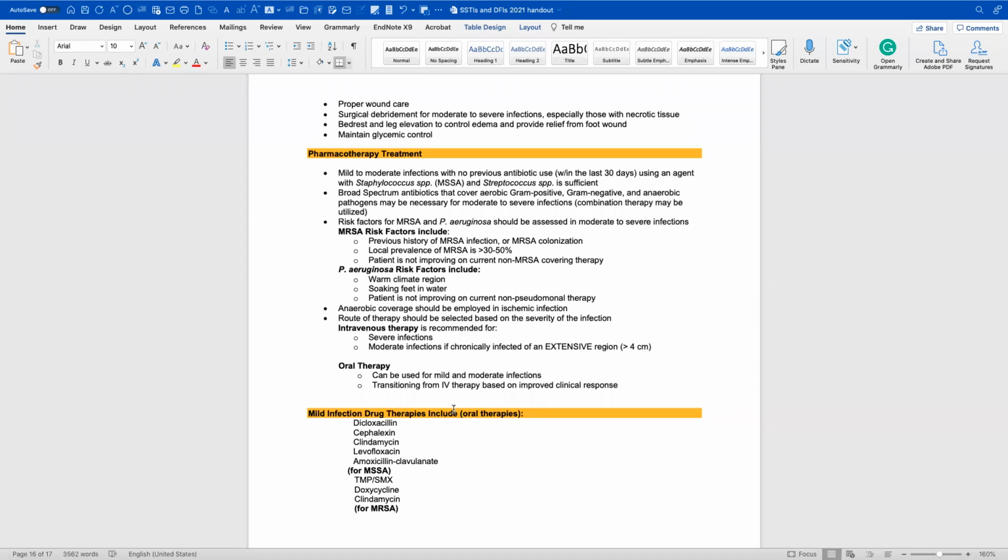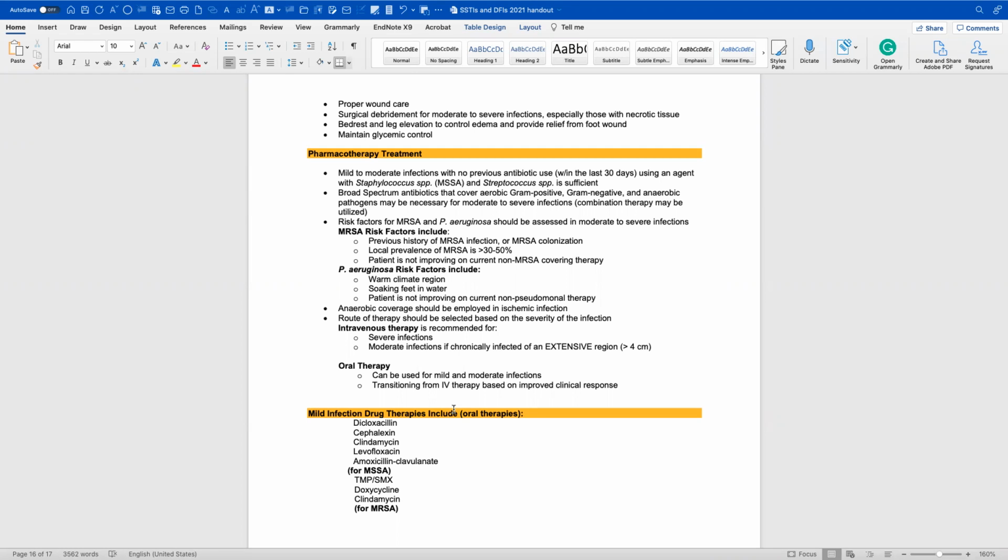And then for Pseudomonas risk factors: warm climate, soaking feet in water, or the patient not improving on current non-Pseudomonal therapy, then you know that they likely have a Pseudomonas infection. Meaning if you're giving that patient ceftriaxone, we know ceftriaxone does not cover Pseudomonas, so maybe you want to scale up to piperacillin-tazobactam, or Zosyn, that does cover Pseudomonas.